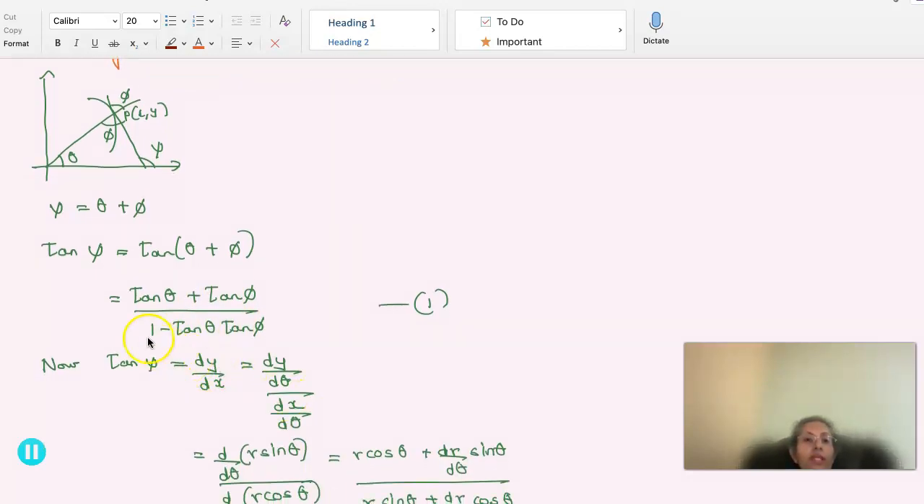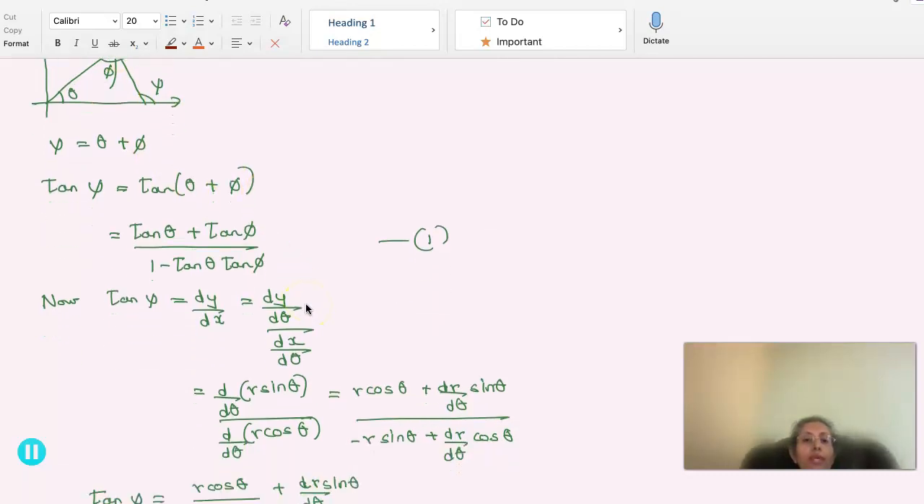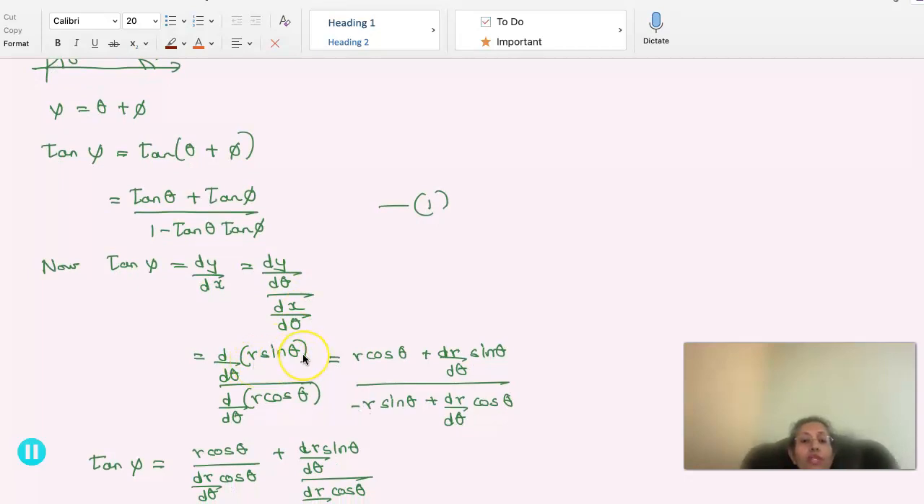So we have tan psi equal to that. Now tan psi equal to dy by dx, because how do you define the gradient? It is the tangent of the slope. So tan psi is dy by dx, and using chain rule, this is dy by d theta by dx by d theta. Y is r sin theta and x is r cos theta. That follows from the figure. So we differentiate using product rule. It is r times the derivative of sin theta, which is cos theta, plus sin theta dr by d theta, by, again applying the product rule, r times the derivative of cos theta, which is minus sin theta, plus cos theta dr by d theta.